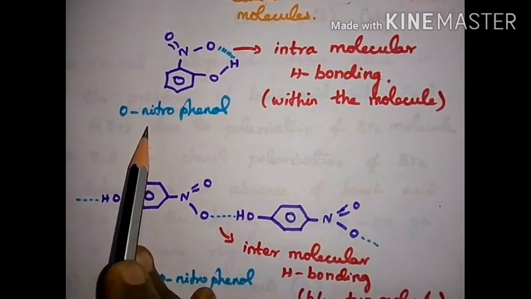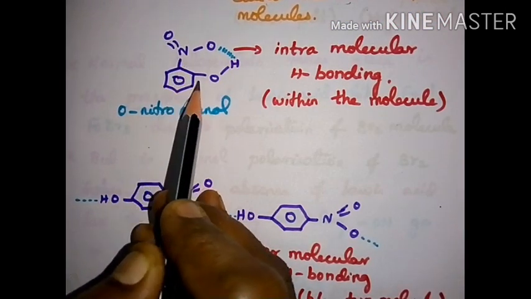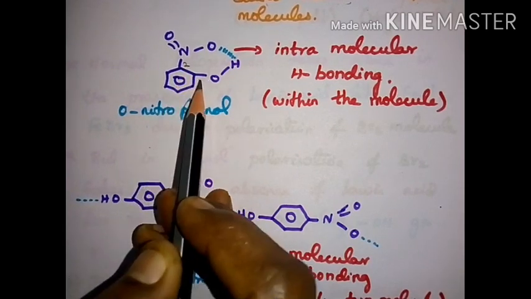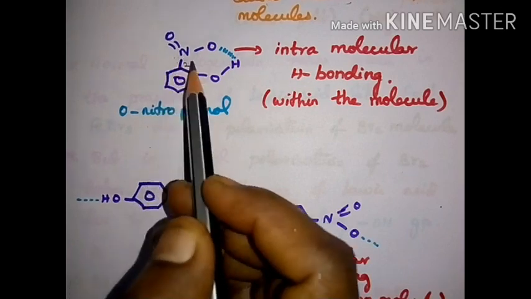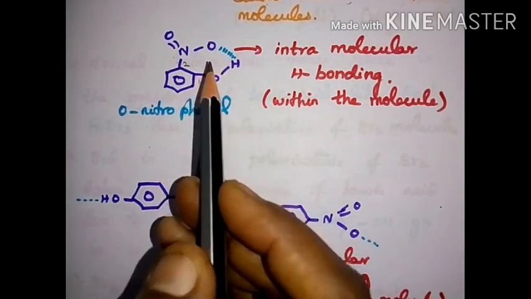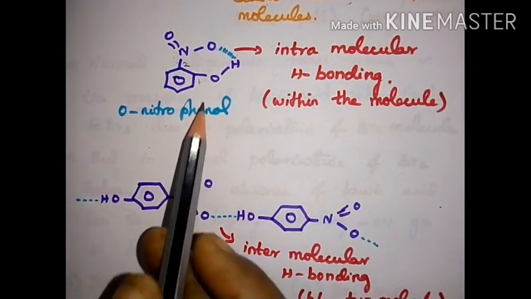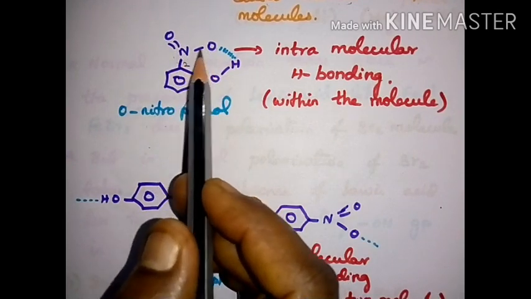Consider this is orthonitrophenol. This is 1 and this is 2. In the ortho position we have OH and NO2, no? So NO2 is written like this. Orthonitrophenol: this is OH and here NO2.